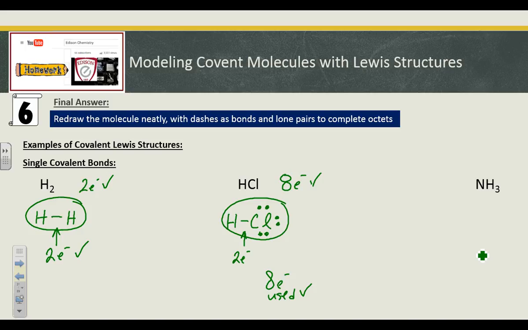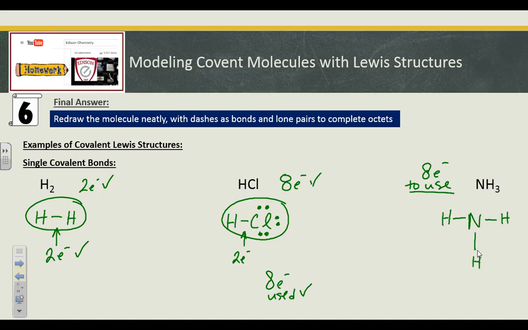NH3. Okay, well, N, I look on my periodic table, has 5 valence, and hydrogen has 1, but there are 3 hydrogens. So 1 times 3 is 3, plus 5, is 8 electrons to use. I have 8 electrons to use, and I have to start with my frame. Nitrogen has 5, with 3 lone pairs of electrons needed, so it's going to make 3 bonds. So I'm going to put N in the middle because it forms the most chemical bonds. I'm going to connect an H to each side.